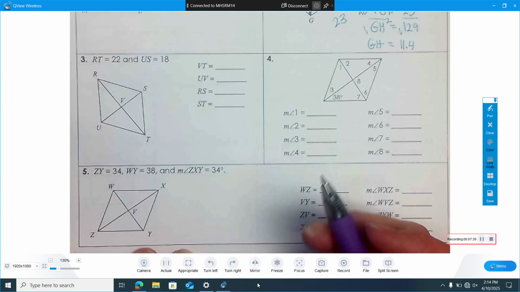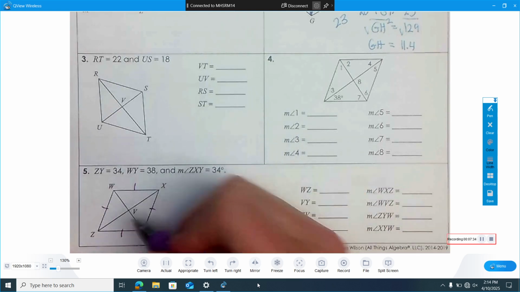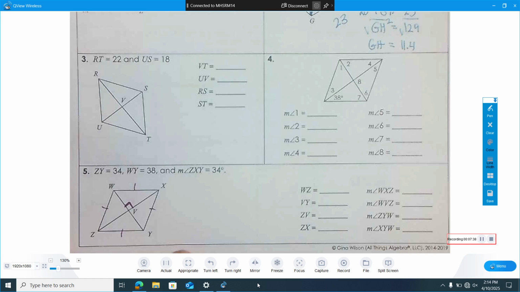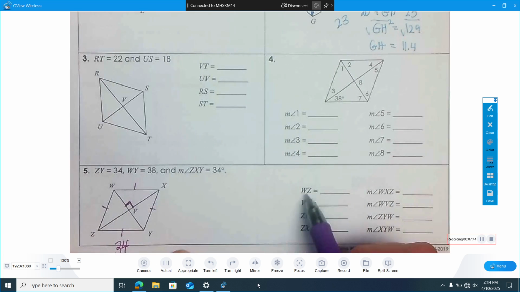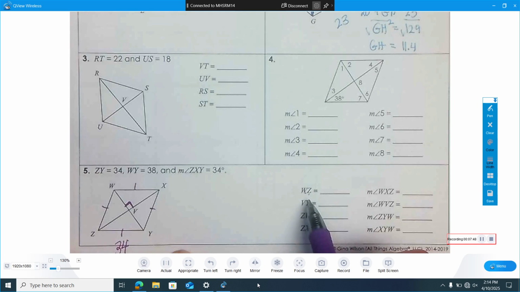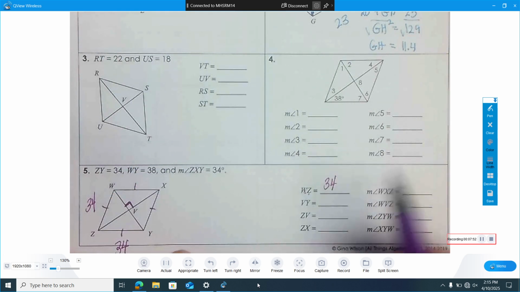So again, I have a rhombus. What do we know about a rhombus? All four sides are equal and perpendicular diagonals. Good thing to remember there. So we have ZY is 34. ZY is at the bottom, 34. What's WZ? Also 34. Just like all the other sides.